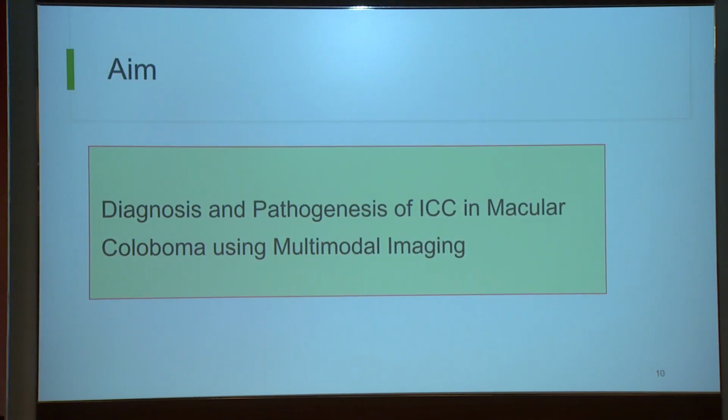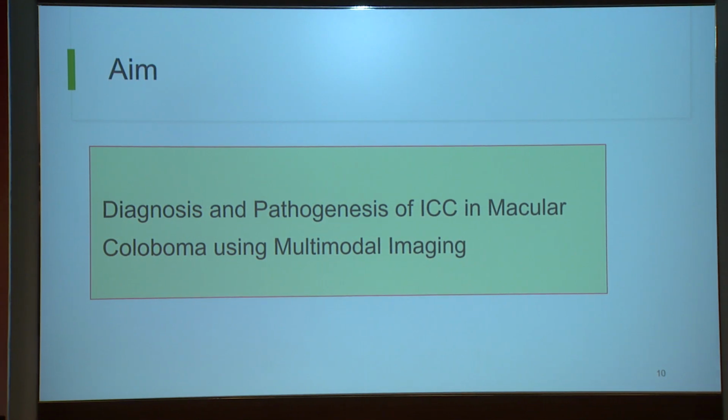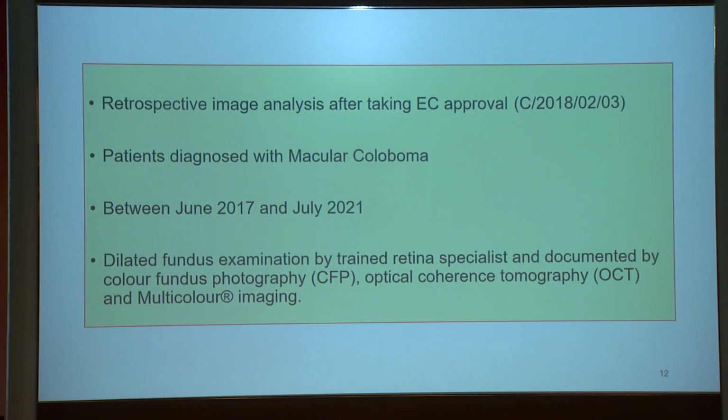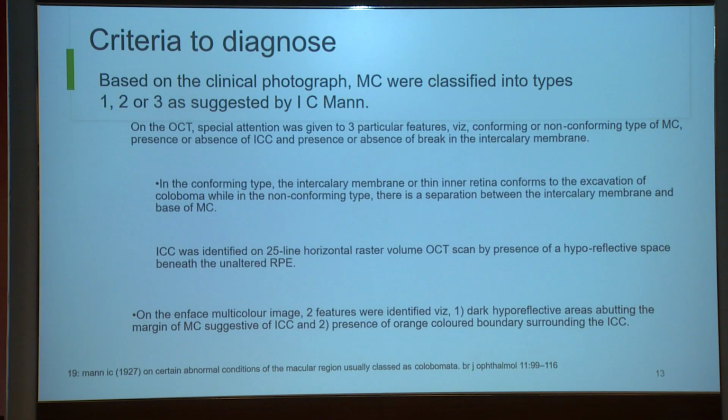So in this study, we aimed to diagnose and understand the pathogenesis of ICC in macular coloboma using multimodal imaging. We did a retrospective image analysis of patients diagnosed with macular coloboma between 2017 and 2021, whose color fundus photography, OCT, and multicolor imaging had been done. On the OCT, we looked at three particular features: whether it was conforming or non-conforming type of macular coloboma, the presence or absence of ICC, and the presence or absence of a break in the intercalary membrane.